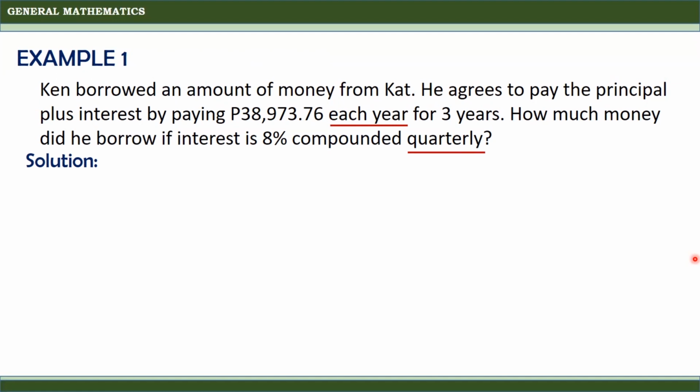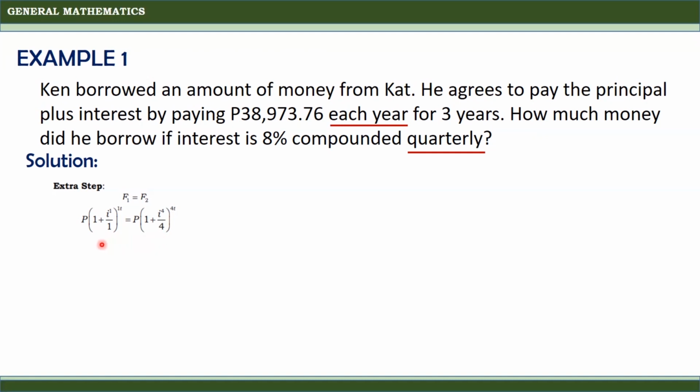Since they are not the same, we need an extra step to convert the interest into the payment interval. So we will use the formula F sub 1 equals F sub 2. By substitution, the M on the left side of the equation will be equal to 1 because the payment is yearly, while on the right side, M will be equal to 4 since the interest is compounded quarterly.